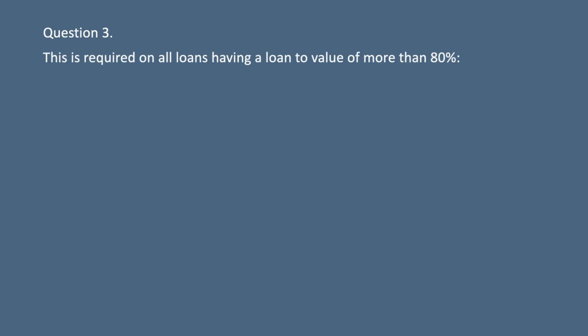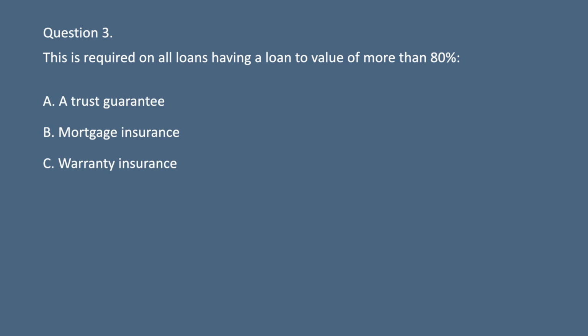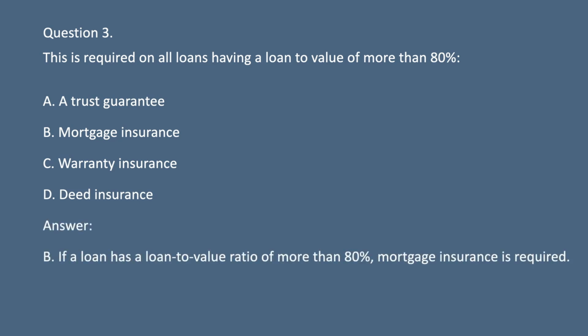Question 3. This is required on all loans having a loan-to-value of more than 80%. A. A trust guarantee, B. Mortgage insurance, C. Warranty insurance, D. Deed insurance. Answer B. If a loan has a loan-to-value ratio of more than 80%, mortgage insurance is required.